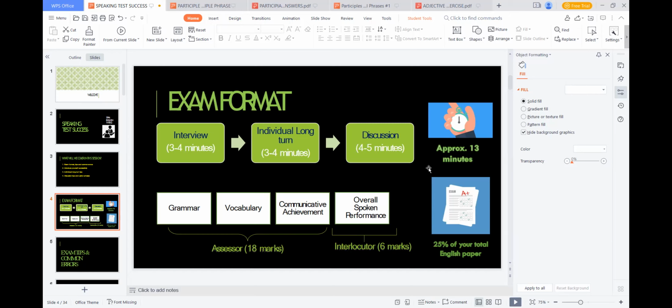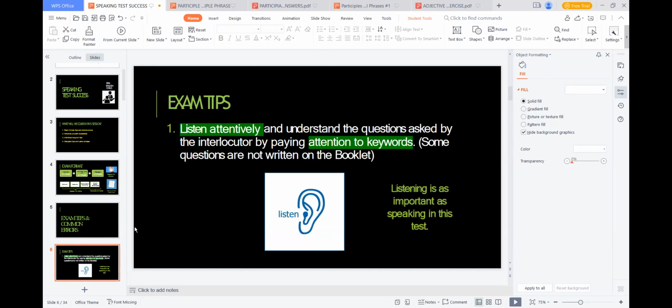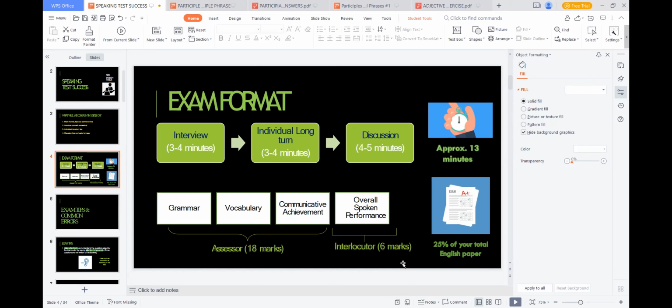All right. Now, approximately altogether, the speaking test will be about 30 minutes and it will be timed. And it is 25% of your English paper, which is very important because 25% is actually quite a weight. It's a quarter. All right. And now let's move on to the exam tips and common errors. Until this part, do you have any questions? No? No. So let's look at this one, the common errors and the tips.